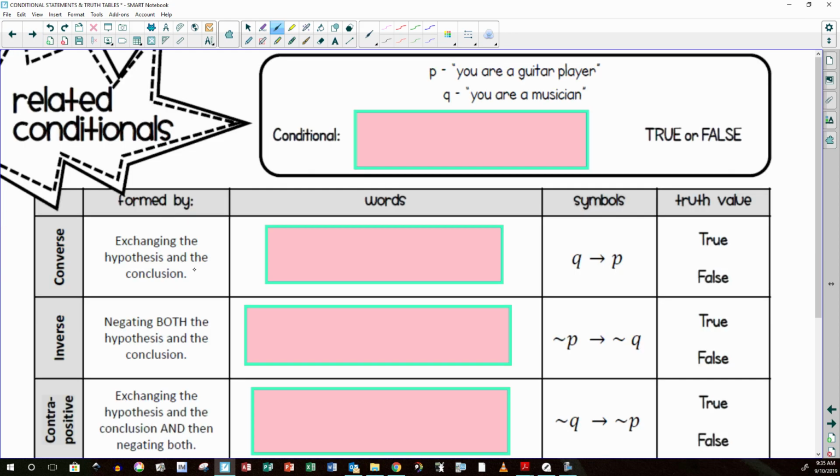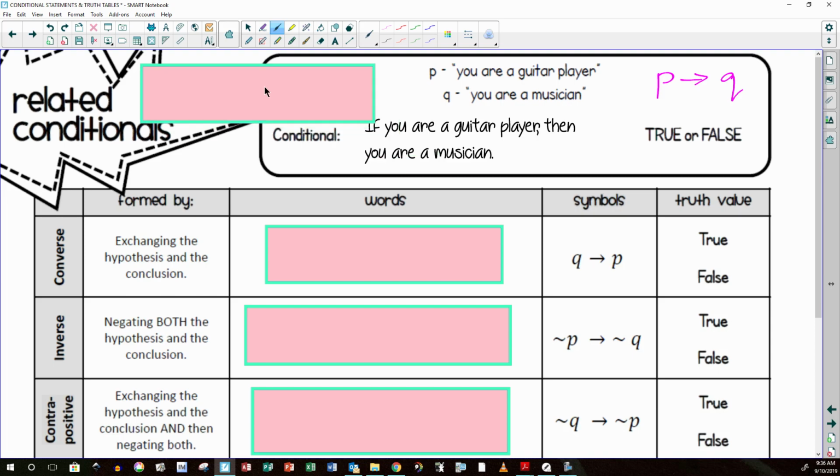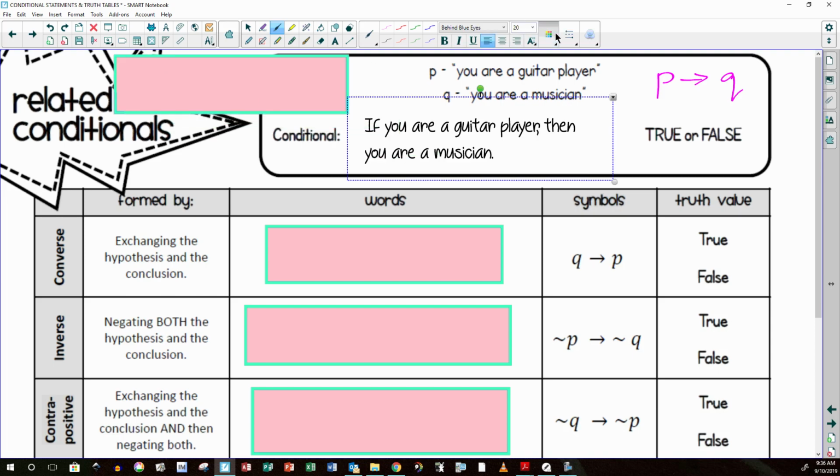Okay, so what we're going to do is we're going to write some sentences. Our original sentence is going to be if P, then Q. And then we're going to determine if it's true or false. So they're telling me that the hypothesis is you are a guitar player. They're telling me my conclusion is you are a musician. So I would say if you are a guitar player, then you are a musician.